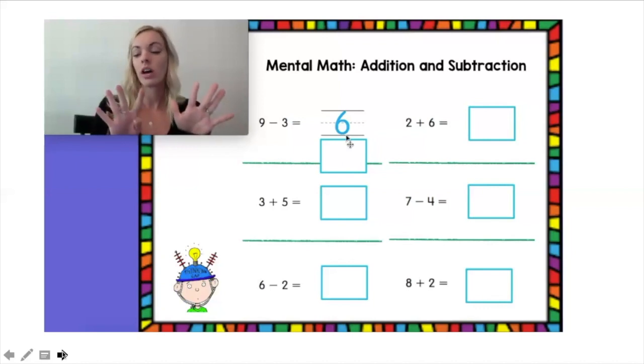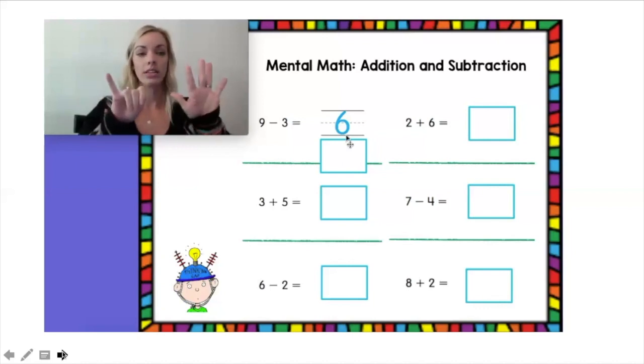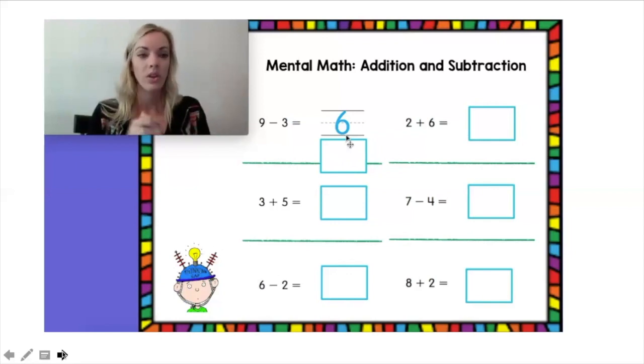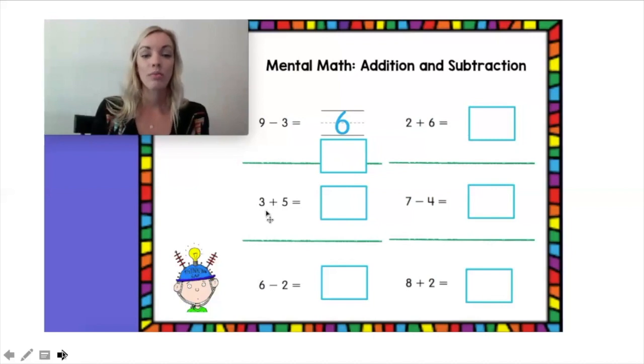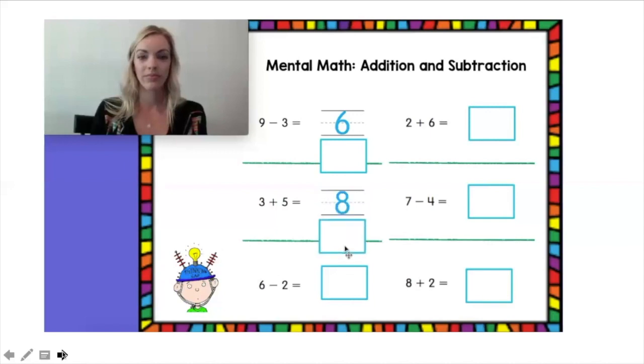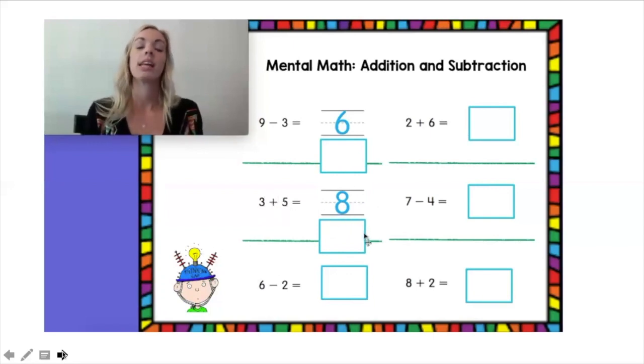Maybe you quickly put your fingers up and you took 3 away and saw that that left you with 6. That works as well. Or maybe we're just getting these addition and subtraction facts down and we're modeling that fluency already. All right, let's try another one. 3 plus 5 equals 8. If I have 3 and I add 5 more, that puts us at 8.